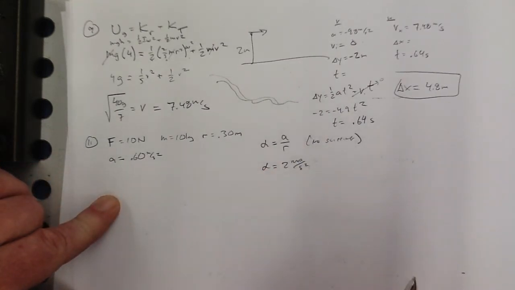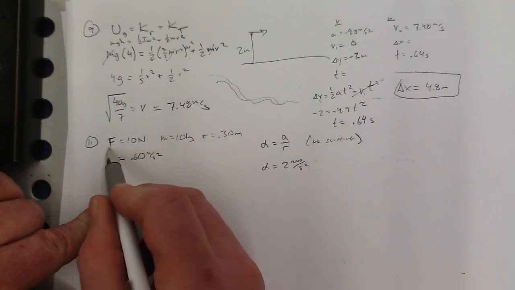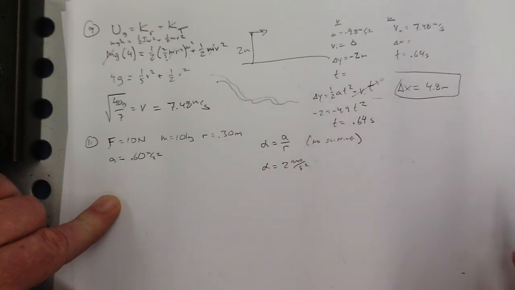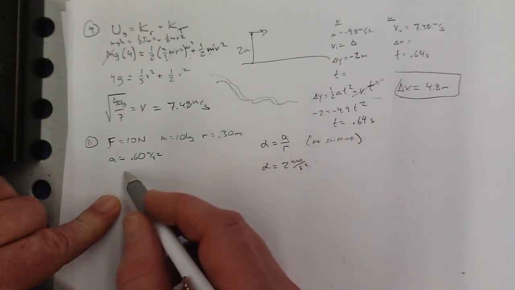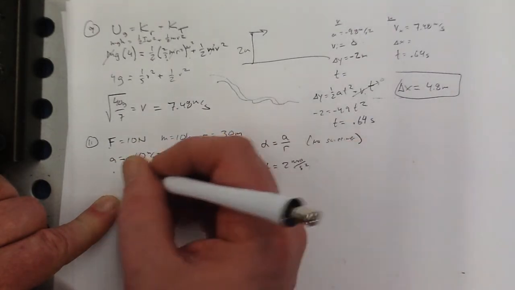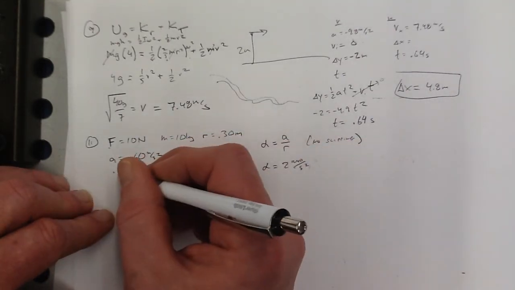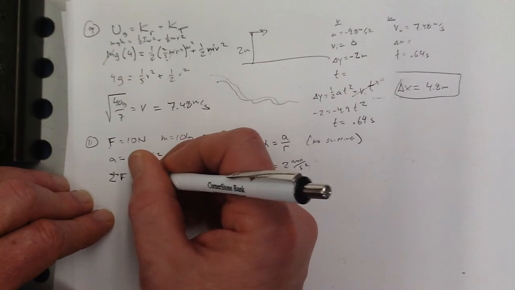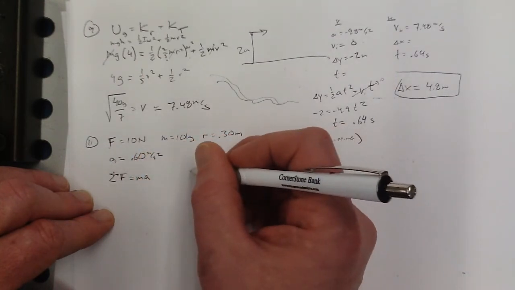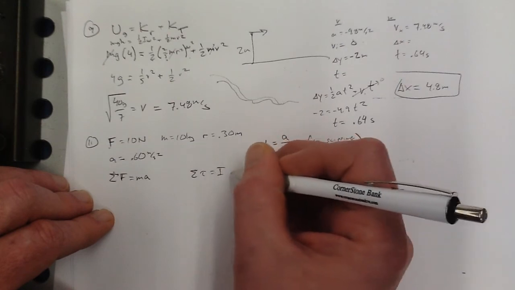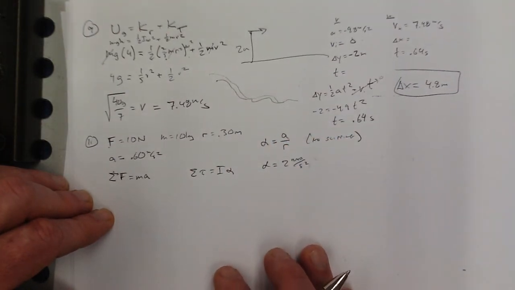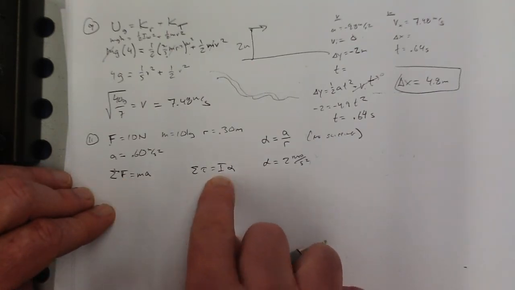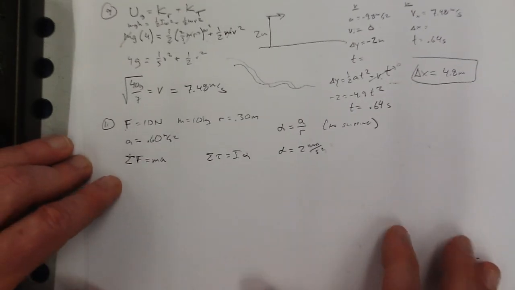So if that's true, then let's see. Newton's second law, let's see what we can do with Newton's second laws. Sum of all forces equal to mass times acceleration, and sum of all torques is equal to I alpha. So I'm guessing probably that we need to do this one first to find the frictional force, and then this one second to find the rotational inertia. So let's see how that works.